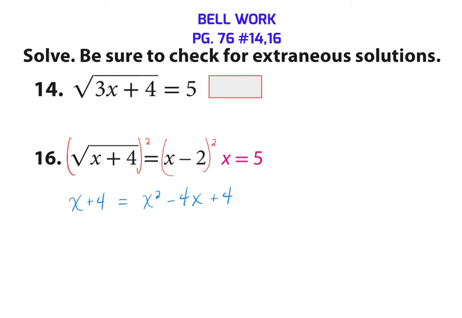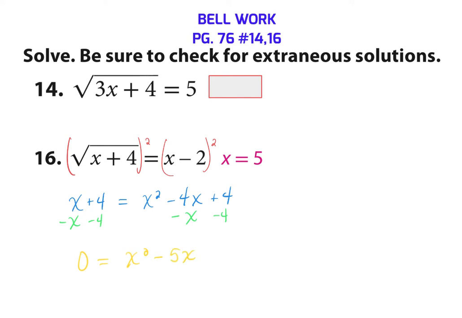Yes? Now that I have it simplified on both sides, I need to move my variables and my numbers to one side because this is a quadratic. So I need to move the x and the 4 over. All right. I get a 0 over here. I get an x squared minus 5x over here.